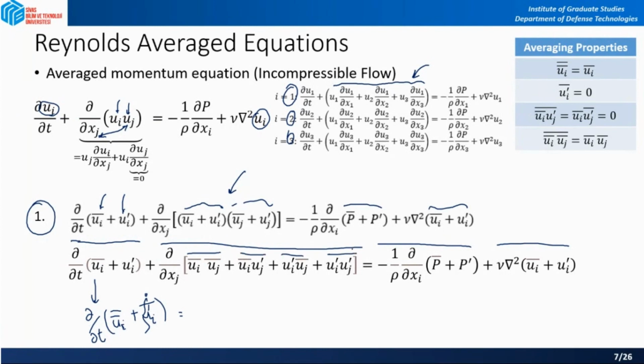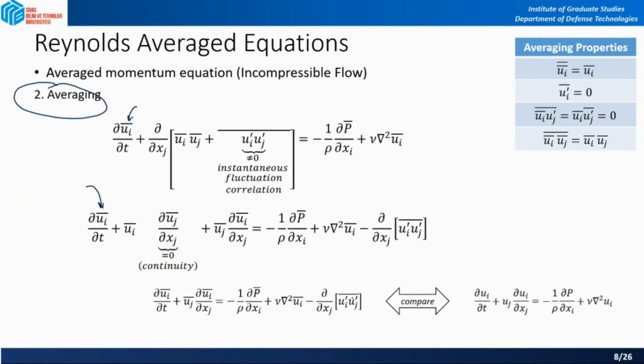So from these ones, I know that looking at this one, this would be the ui bar, uj bar, and again using this one, u average is 0, and then this one is 0, and what about this one? This won't be 0, and as you see it in here, as I wrote it in here, this won't be zero because it is the instantaneous fluctuation correlation. And then the right hand side can be written like this.